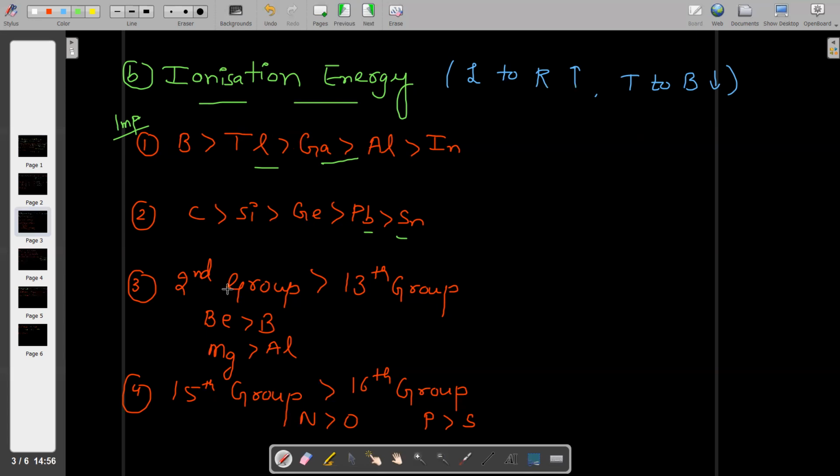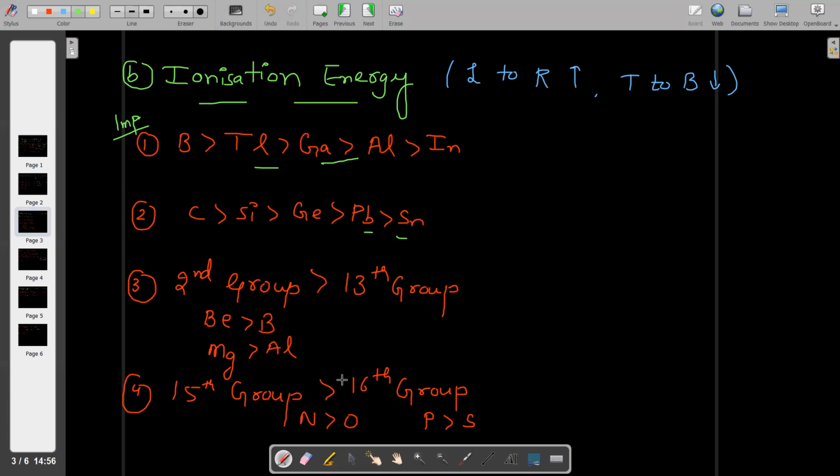For 13 group, next exception is for second group and 13 group. Second group will always have more ionization energy than 13 group. Beryllium will have more ionization energy than boron. Same goes for magnesium and aluminium. 15 group must have more ionization energy than 16 group.